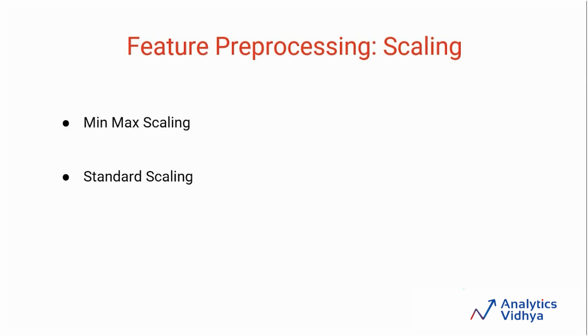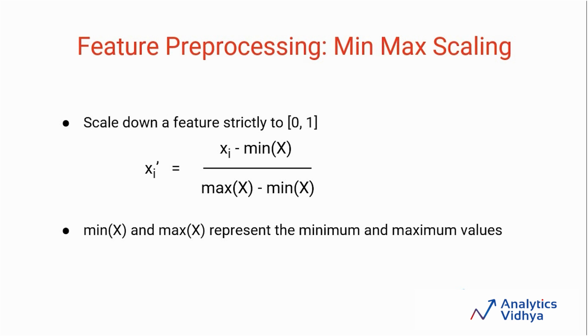Let's first talk about min-max scaling. In this method, we first determine the minimum and maximum value in the column. Then for each value, we first subtract the minimum value from it and then divide by the difference of the maximum and minimum value of the feature, which is the range. The min-max scaler scales down the values of the feature between 0 and 1. You can check that yourself if you want.